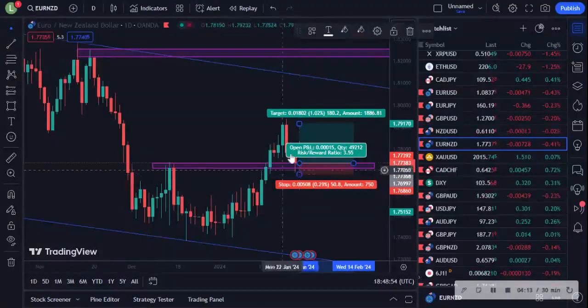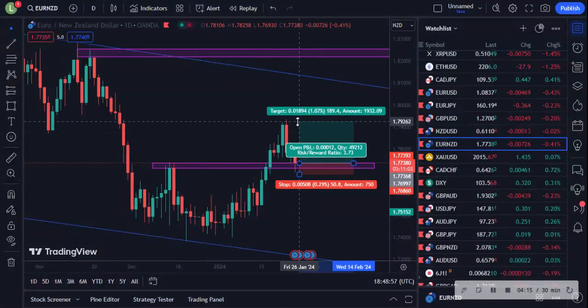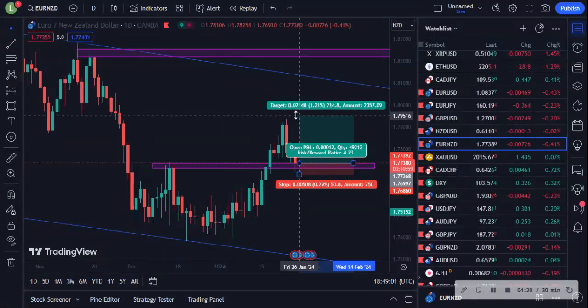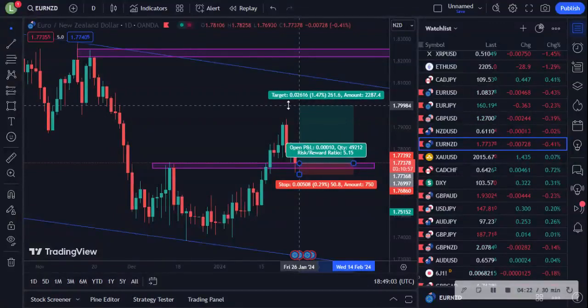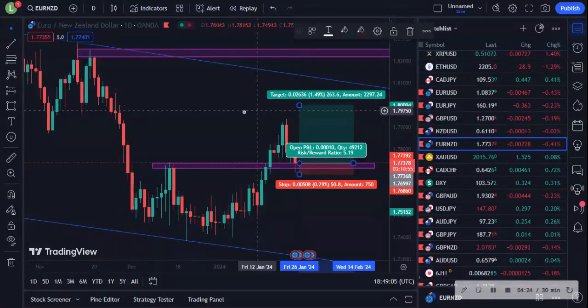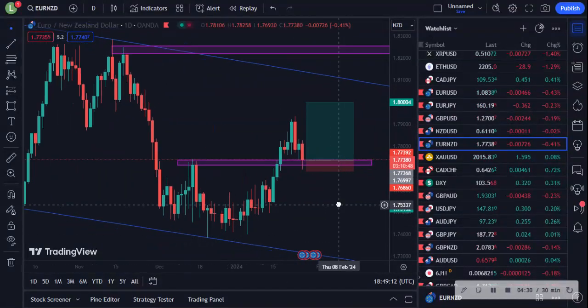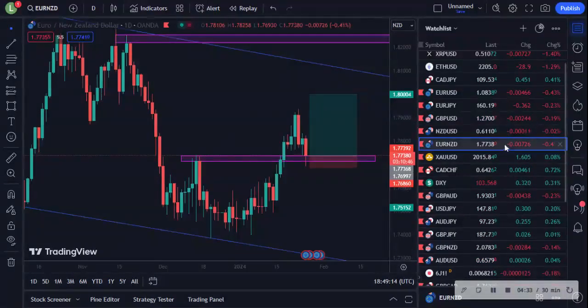Stop loss below the level, 50 pips will do. 3-to-1 risk to reward ratio trade just to even retest the recent high we made. But being as it's in an uptrend, we can actually expect price to go and create a new high. So that is a pretty decent high risk to reward and also high probability trade setup right there.